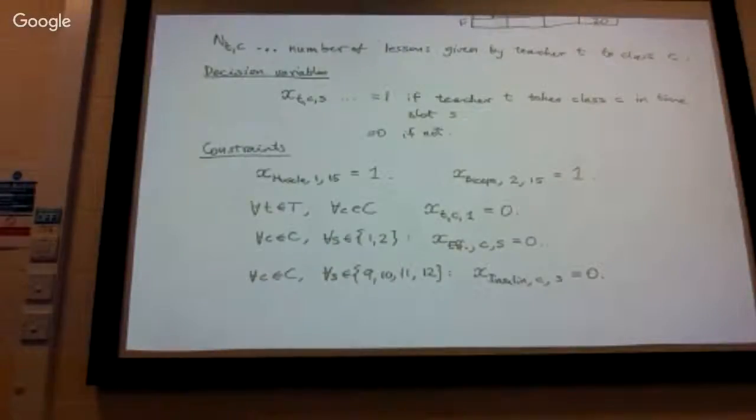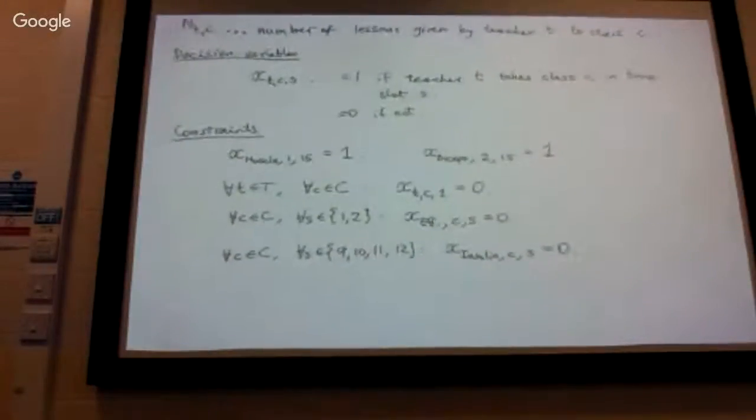Okay, so these are the specific ones. There should be some more general ones because we know that we have to have a specific number of lessons for each of the classes, each of the teachers given in the table. Okay, so that should be satisfied.